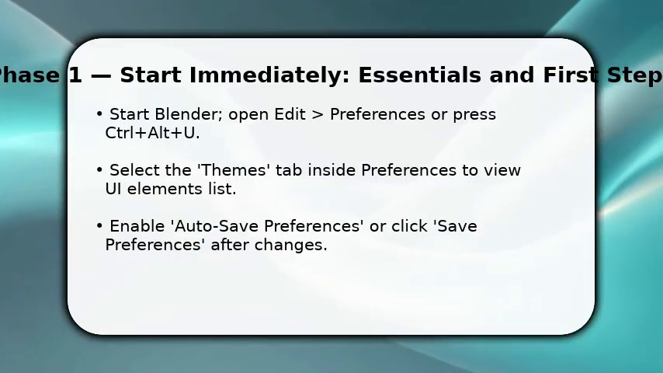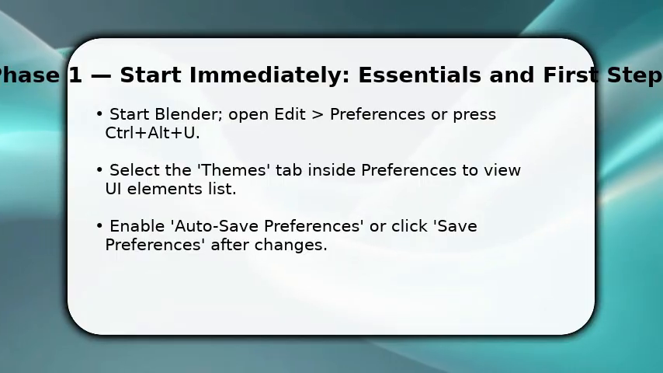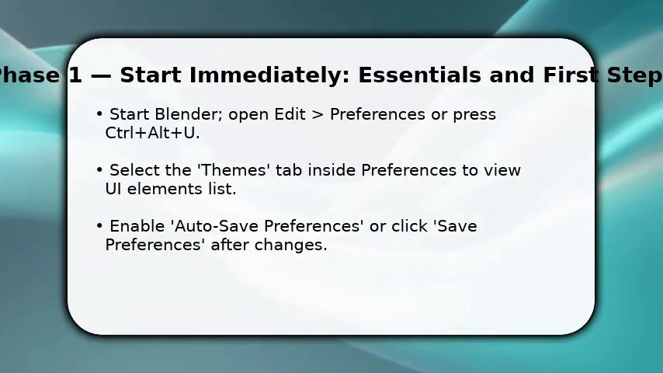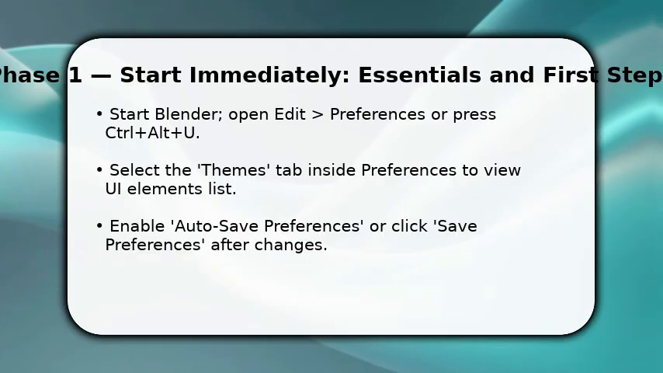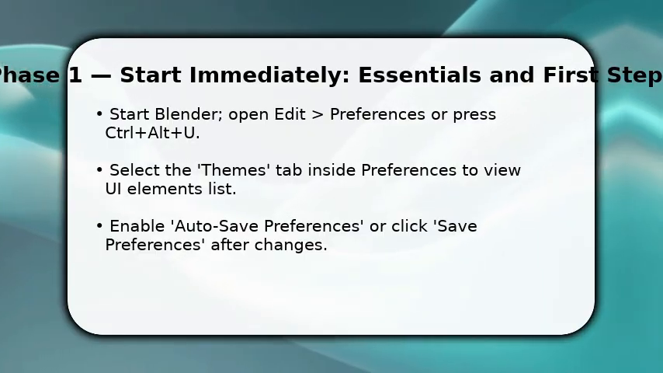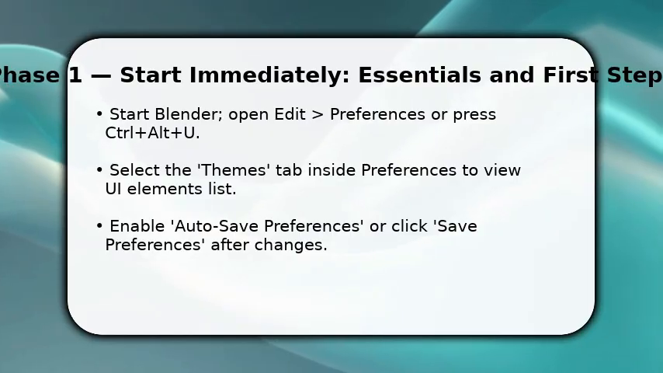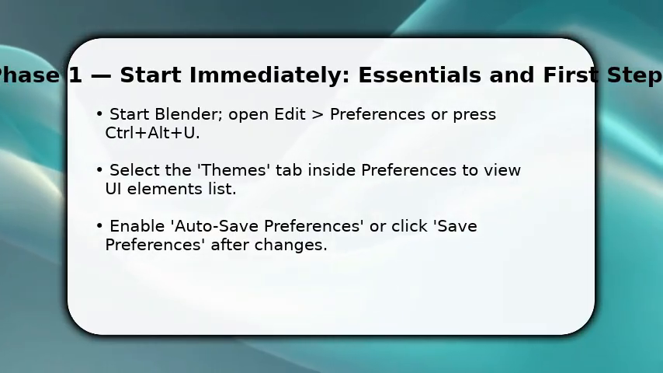You begin in Blender. Open Edit then Preferences, or press Ctrl plus Alt plus U to jump straight into Settings. Once the Preferences window is visible, click the Themes tab. This is where Blender exposes colors for every UI element.